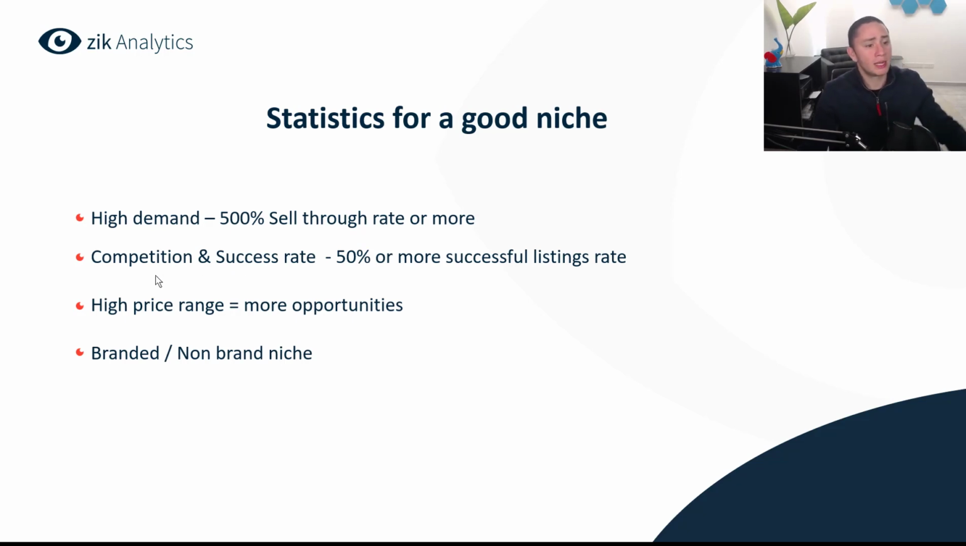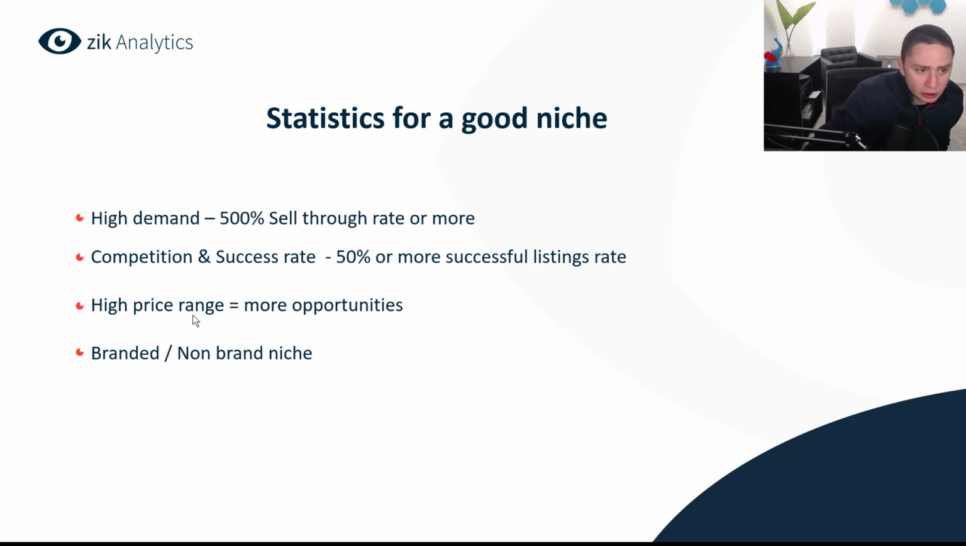A competition level and success rate. We would always try to target niches with 50% or more successful listings rate. We want to have high chances to be successful on eBay. We don't want to take risks because we are finding products to list in our store. We want to make sure we have high conversion rate, high sell-through rate in our store. So we'll always try to stick to high demand, high success rate products.